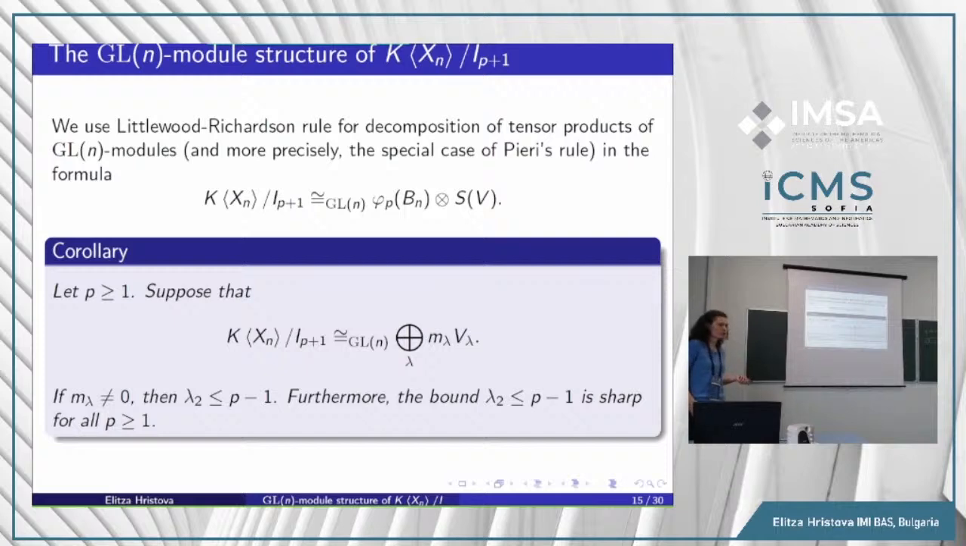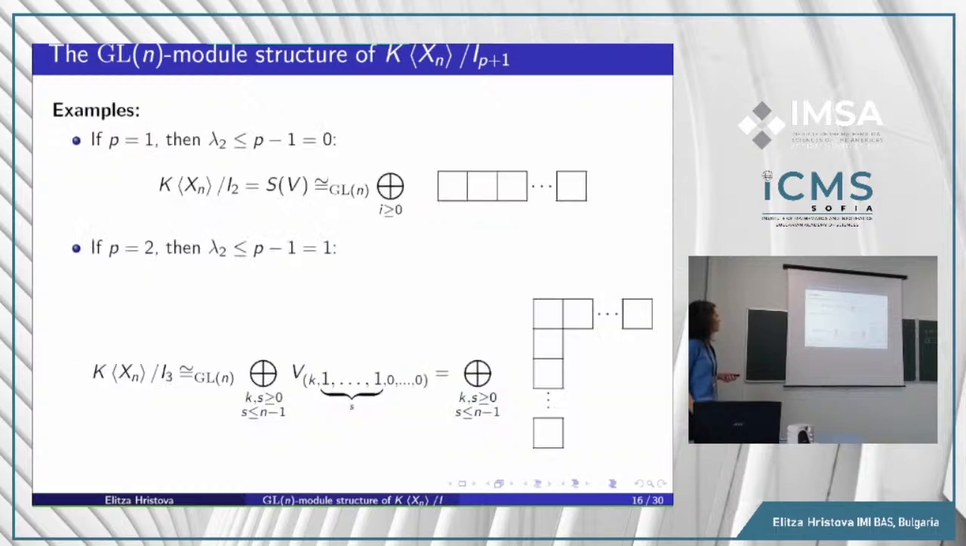And the restriction is that if we have a non-zero multiplicity here, then we have no restrictions on lambda 1, it can grow, but lambda 2 has to be less than or equal to p minus 1. And again, this bound is sharp. And we can see it in two examples in which we know the decomposition.